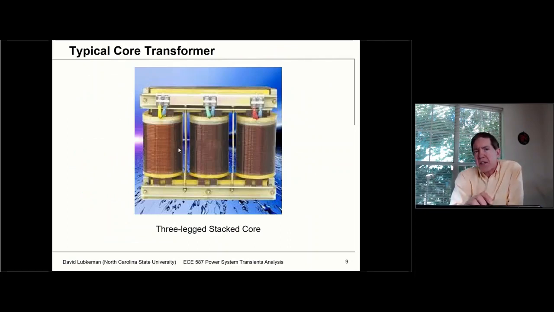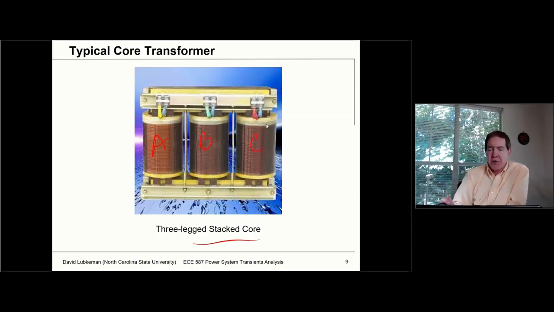what we're mostly seeing in a lot of these applications for industrial and lower power utility applications are these three-leg stacked cores, and this gives you an example right here. It's stacked in the sense that you have a number of thin plates, and you're putting these plates together in order to make a core, and then you're going to have your A phase, your B phase, and your C phase windings set up as shown here.